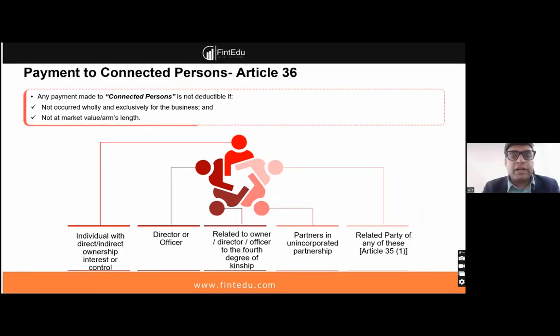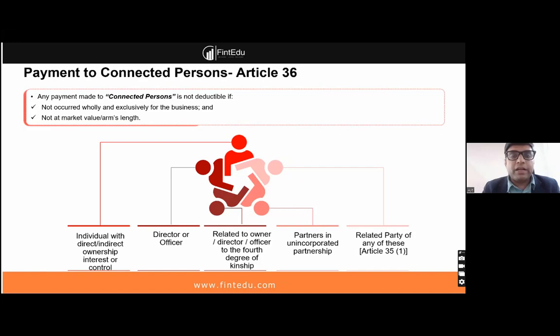Now, many times we talk about how to benchmark these transactions, this payment to a connected person. This question comes to me a lot of times. I think before going to that, it is very important to understand whether this expense is made wholly and exclusively for the business or not. And then we need to see whether it is at arm's length considering the market value.